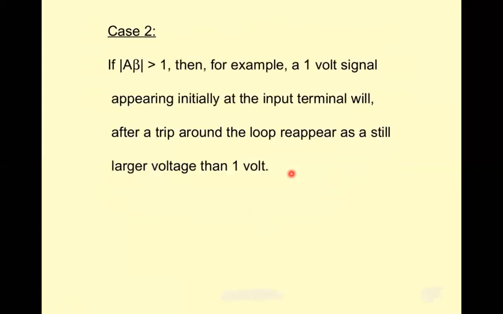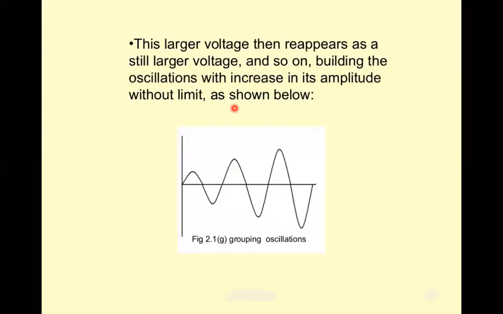Now let us see the second condition, when mod of A beta is greater than 1. Then, for example, a 1 volt signal appearing initially at the input terminal will, after a trip around the loop, reappear as a still larger voltage than 1 volt. This larger voltage then reappears as a still larger voltage, and so on. It will keep happening, building the oscillations with increase in amplitude without limit, as shown in the figure.